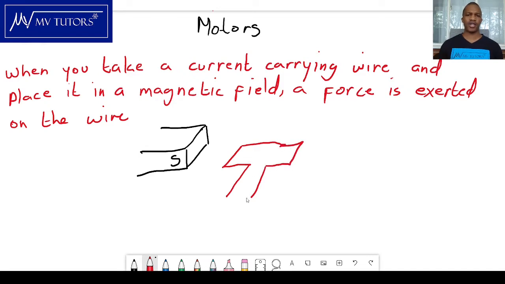Okay, so a current carrying wire. This is it. It's carrying current, which means there must be something connected to it, like a battery, or you just plugged it to the wall. So it's got electricity, and this side is positive, so electricity is flowing this way.